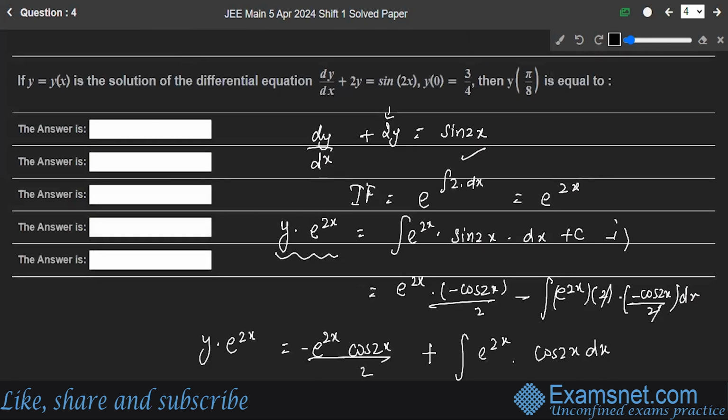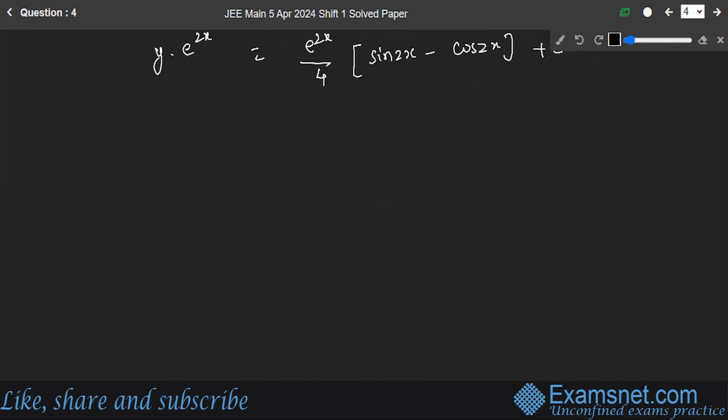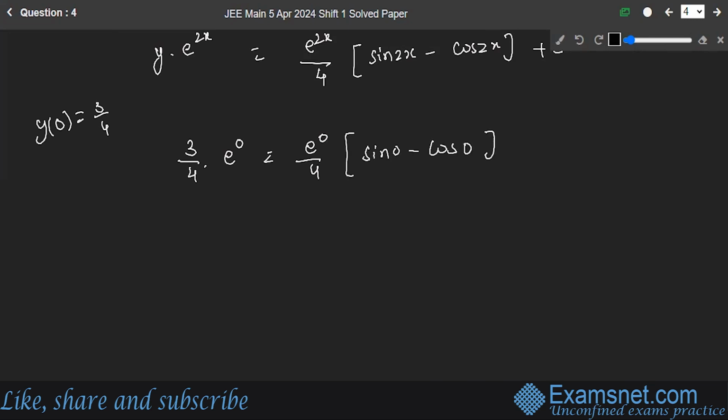Now in the question you are given y(0) = 3/4. That means when x is equal to 0, y is equal to 3/4. So 3/4 into e^0 is equal to e^0 upon 4 (sin 0 minus cos 0) plus c. This is equal to 1/4 into minus 1, right? Plus c. So this gives me c is equal to 1.